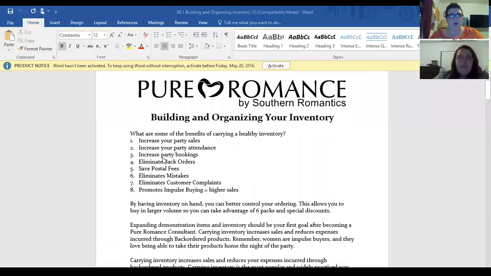It literally says, what are some benefits of carrying a healthy inventory? Increasing your party sales, increasing your party attendance, increasing party bookings, eliminating back orders, saving postage. That's a big one. Eliminating a mistake so they can instantly be like, oh, that's not right. They'll call you out right then, whether you've not shipped it to them and they're like, that is not what I ordered, and then they either have to send it back and you have to ship it again, and then you're all in that mess.